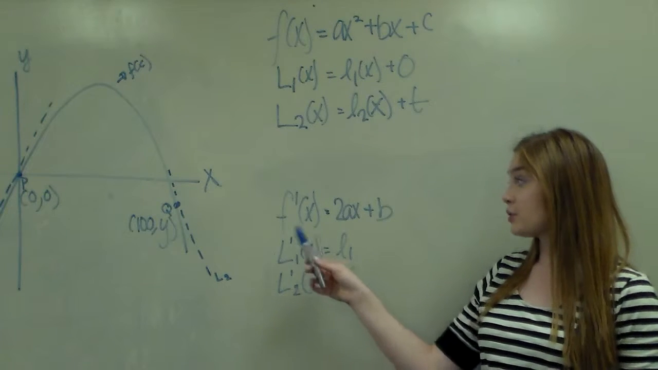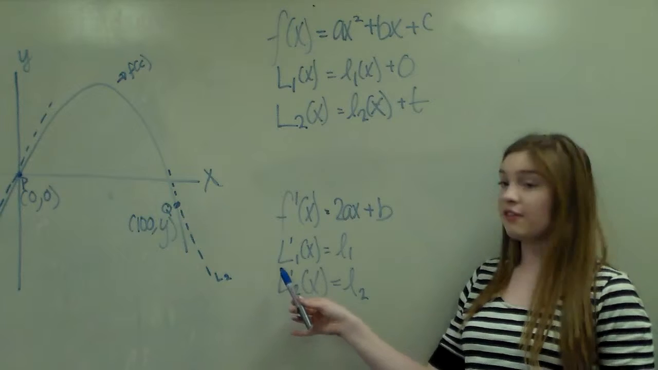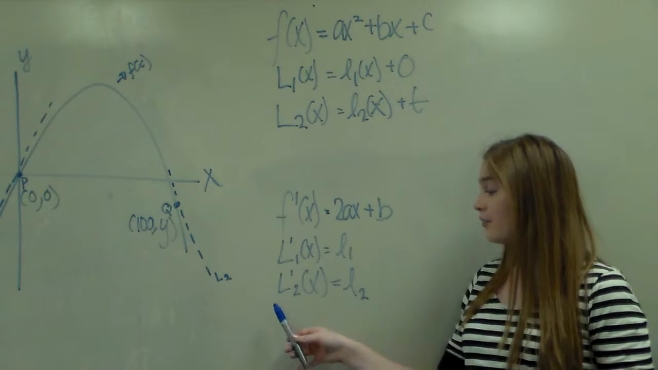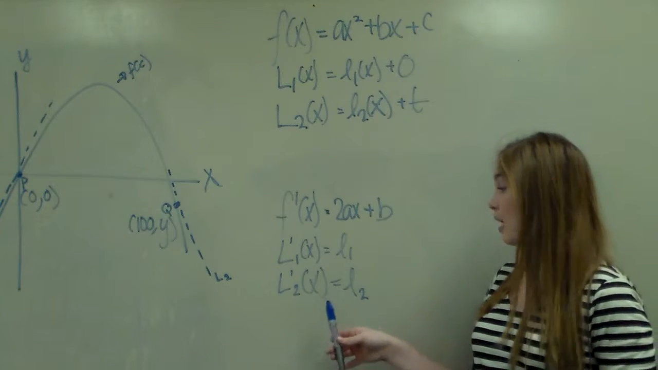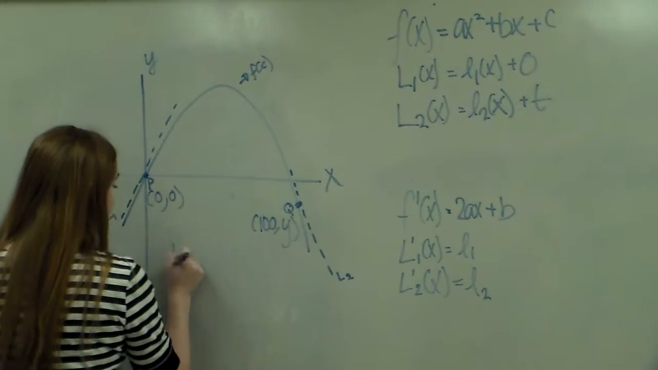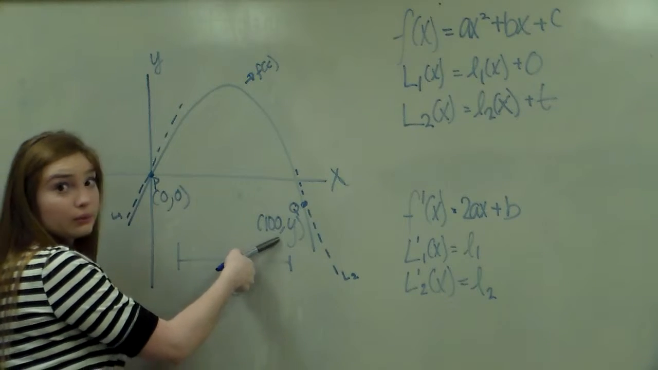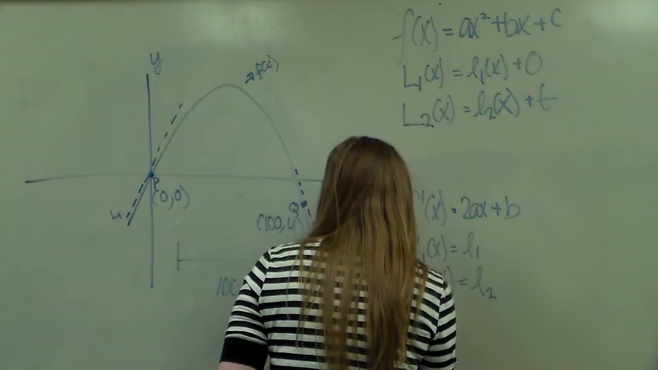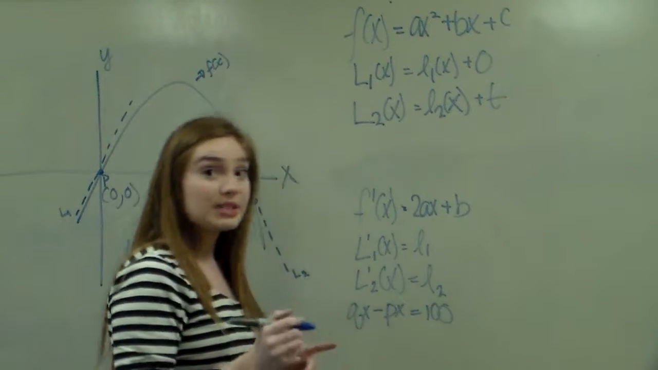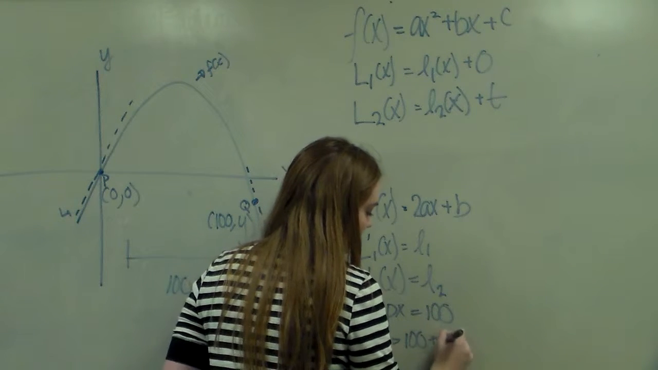So the first derivative of f of x equals 2 times a times x plus b. The first derivative of L sub 1 of x equals L sub 1. And the first derivative of L sub 2 of x equals L2. We also know that the difference between p to q is 100 because that's q's x value. So we have q of x minus p of x equals 100, which means that q of x equals 100 plus p of x.